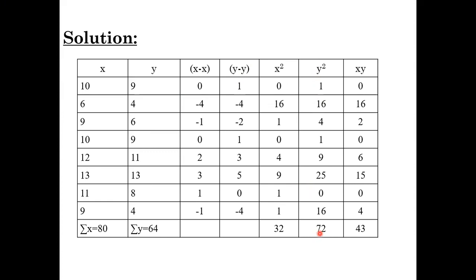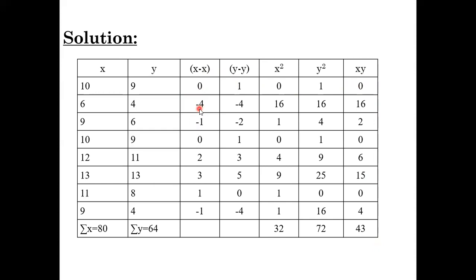Then the next step is sigma xy. The third column is the x column, the fourth column is the y column. We have to multiply x into y and you will get the xy column. We call the total sigma xy. When computing sigma xy, you have to be very careful. If it is a plus value or a minus value, you have to put the signs. So 0 into 1 is 0.